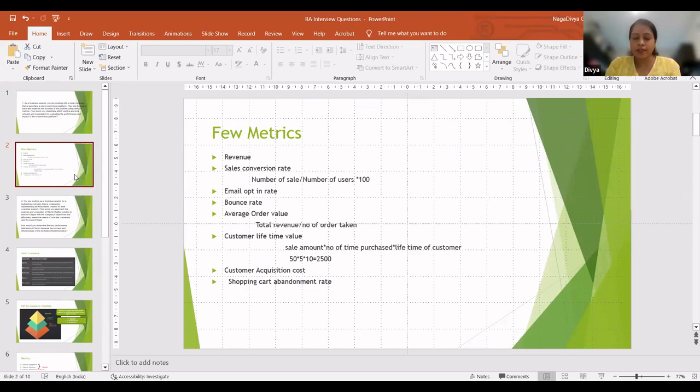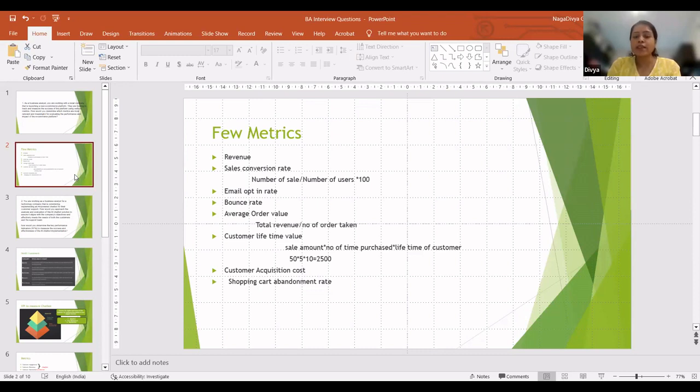So what is sales conversion rate? It means the number of users that have visited your website, and among them, the number of users that have converted into sales. I mean, they have purchased items on your website. So when you multiply this by 100, you're giving the percentage of conversion that happened when the users visited and purchased something. So let's say that the number of sales is 50 and the number of users that visited your site is 100. In that case, we say the sales conversion rate is 50%.